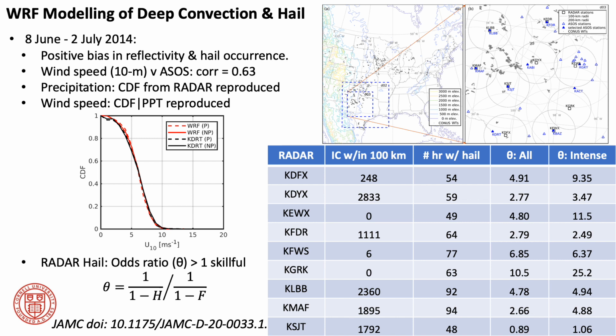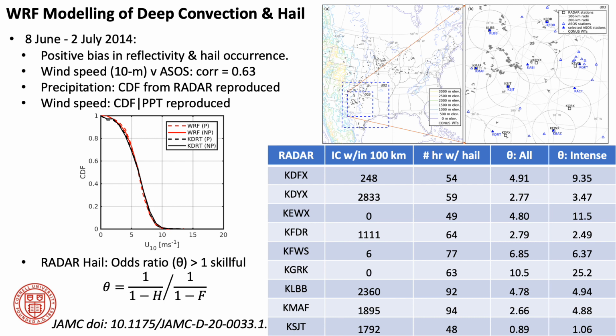The precipitation cumulative density functions within 100 and 200 kilometers of radar station are fully reproduced by WRF, as is the cumulative density function of wind speeds conditionally sampled by precipitation, as shown in this panel. For the hail estimates, we're using an odds ratio as our skill metric. So an odds ratio is a function of the hit rate and the false alarm rate. For values greater than 1, we say the model is skillful.